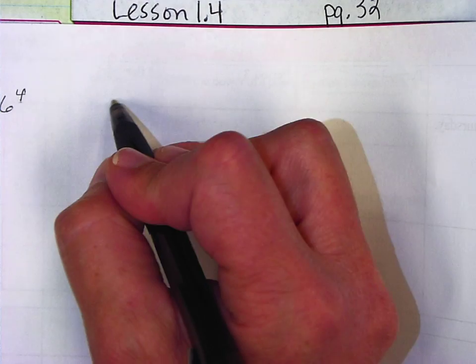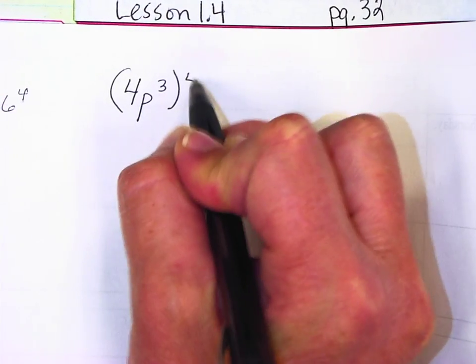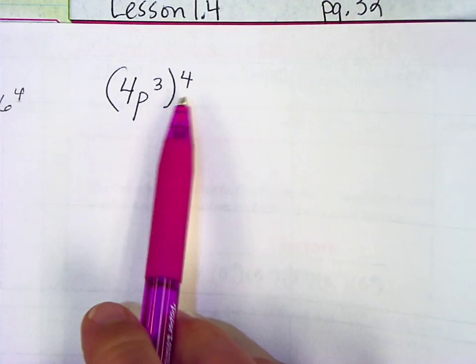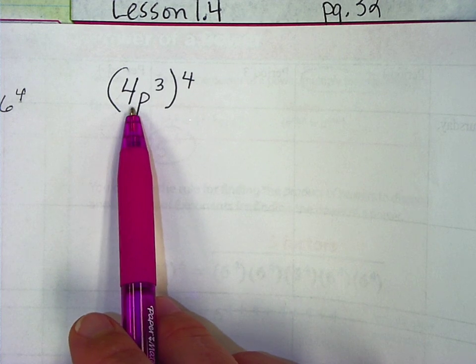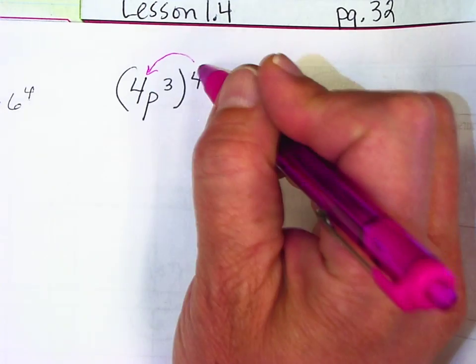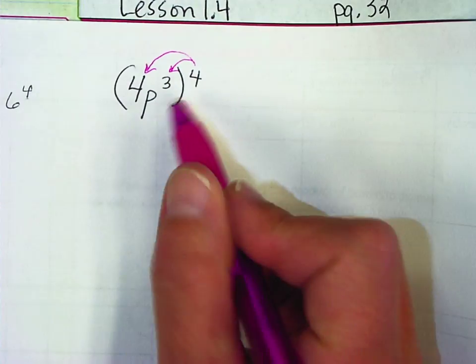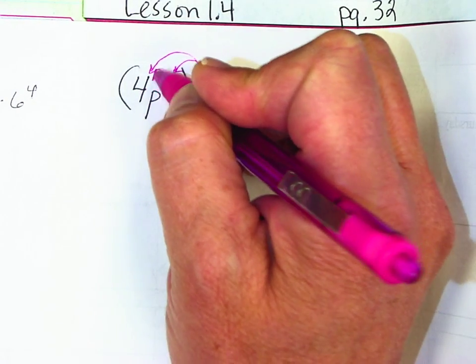Okay, now what if there is more than one kind of base inside your parentheses? For example, let's take 4p cubed to the 4th power. You're finding a power of something that already has a power, but this time there's more than one base. So you have to extend this outside power to every different base inside. So we're going to apply that rule. There's an invisible power of 1 here. This is 4 to the 1 power.